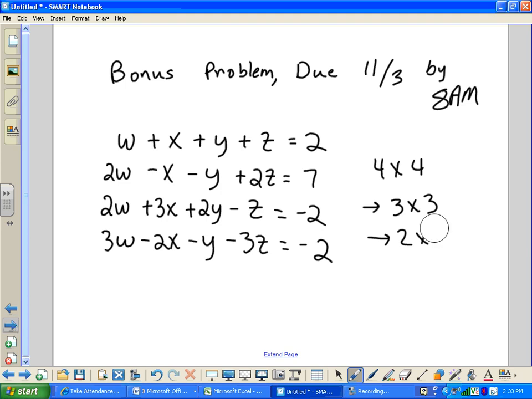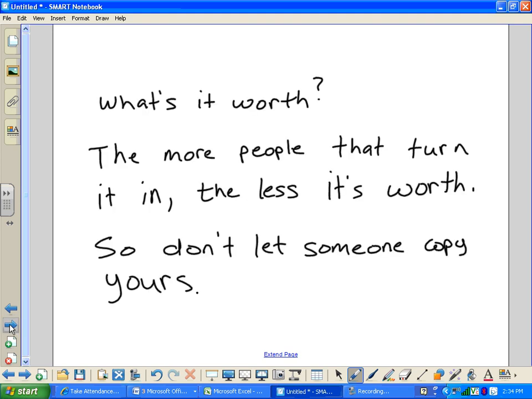Now, so I know probably our next question is this. Okay, what's it worth? All right, well, that depends. The more people that turn it in, the less it's worth. So why? Well, that's so you won't let someone copy yours. If someone copies yours, that means yours is worth less on the bonus. So don't let somebody copy your problem. You do it on your own here, and then you'll be rewarded for it.